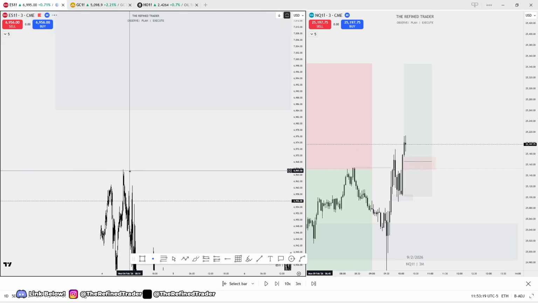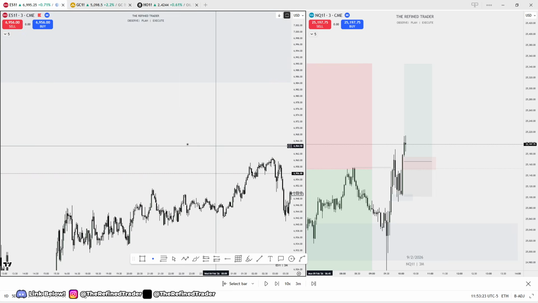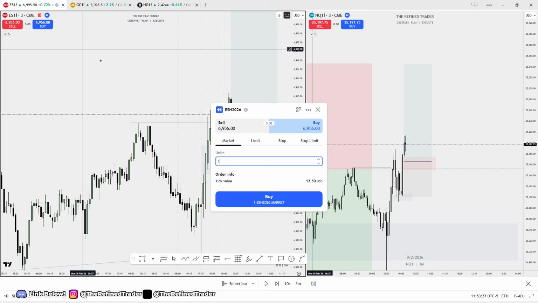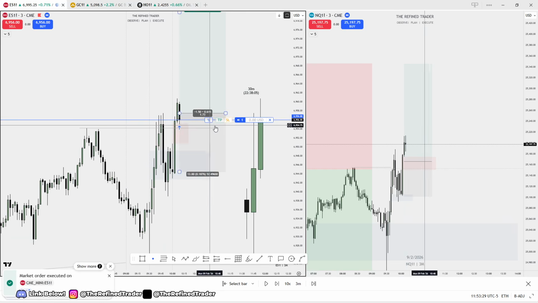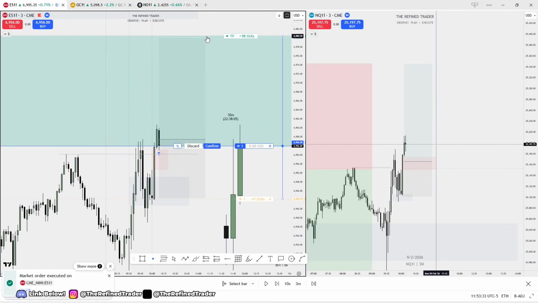And also the second target that you could have targeted is this gap. You could have targeted this minor gap, which is aligning with that higher time frame gap. So that was the whole narrative for me. So I just went ahead and pressed the buy there. I got in with one contract. I put my stop loss here, and I put my TP here.